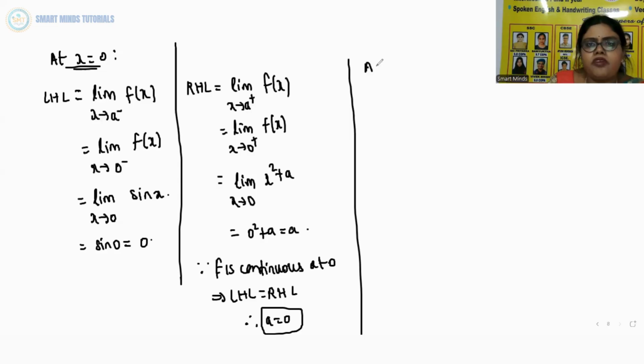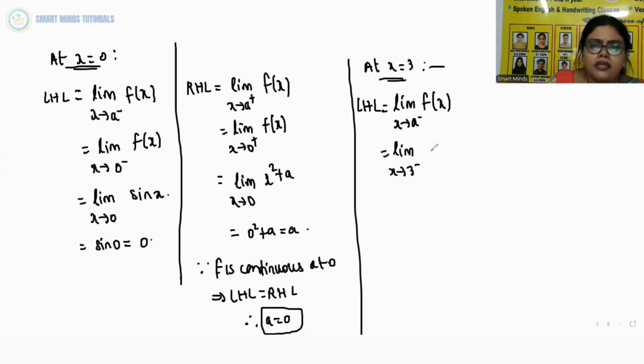Now the same way we will do it for x is equal to 3. So over here we first find left hand limit. Left hand limit is limit x tends to a minus f of x. So that is limit x tends to 3 minus. In the place of f of x, we should choose a function where x is less than 3. So look at the question, when is x less than 3? So the function is bx plus 3. Now substitute x is equal to 3. So we get 3b plus 3.